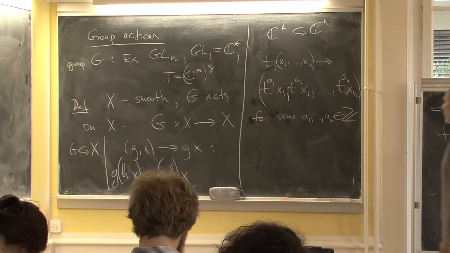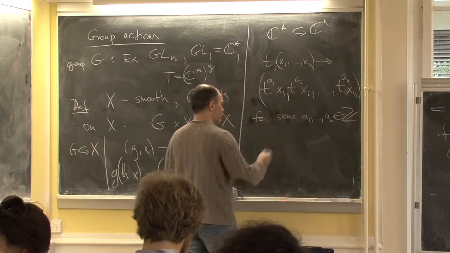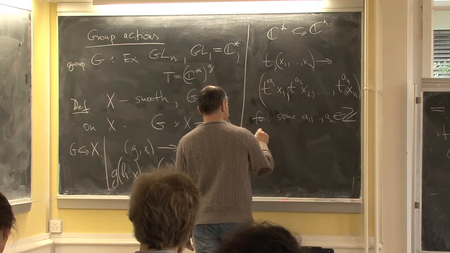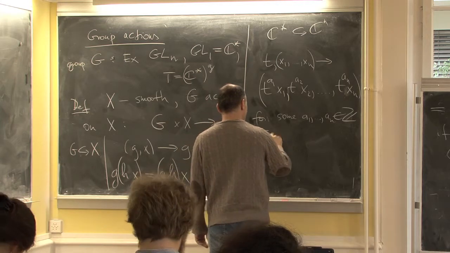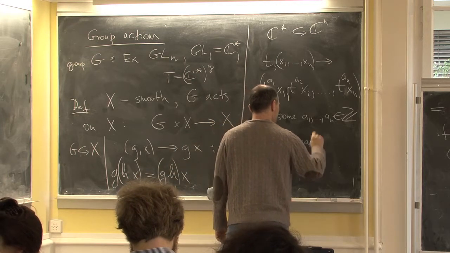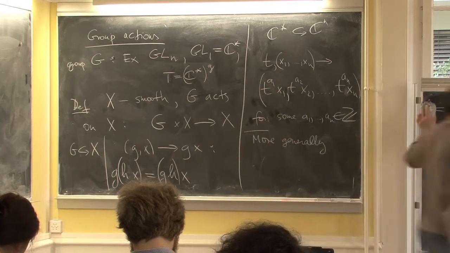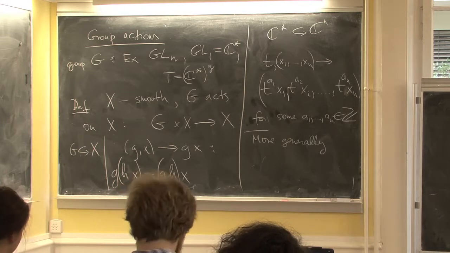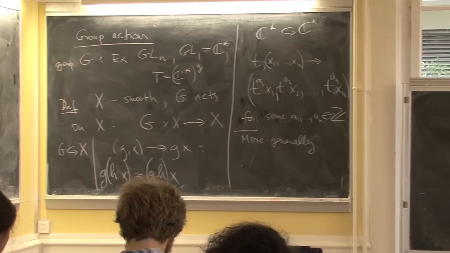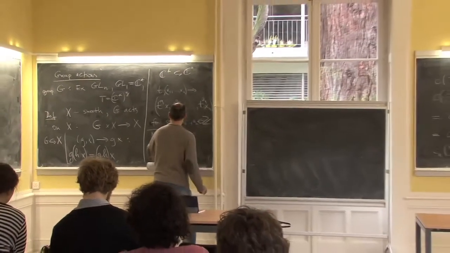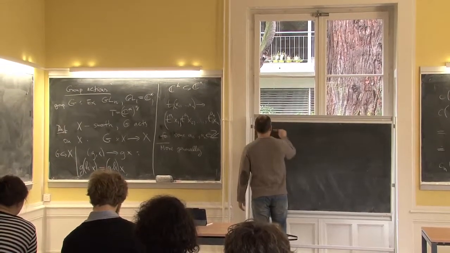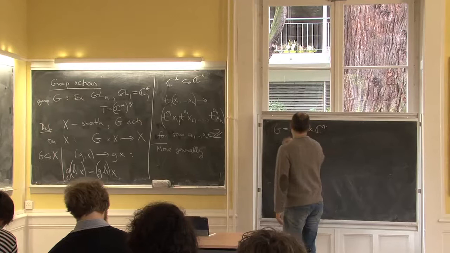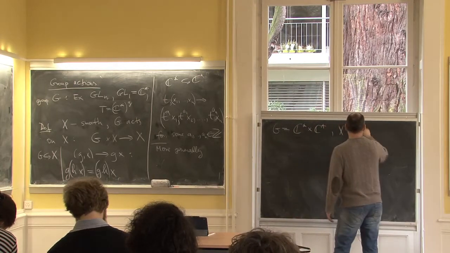Okay, so these are now just integers. These are called exponents, or these are called weights. More generally, well, let me just do it for 2. I can extend this example slightly. Let G be now just C star cross C star, and let's do the same thing. Let X be again C^n.